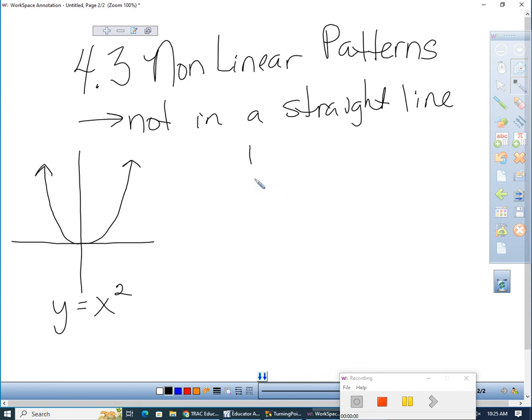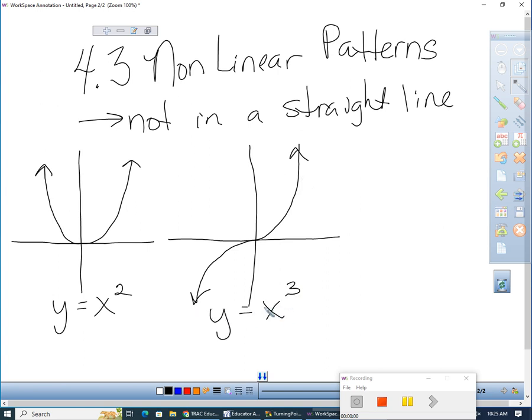The second type of nonlinear graph you might see is what I call an S-curve, gentlemen. It's what I call an S-curve only because it reminds me of being out on the roads and the S-curve on the roads. The graph looks like this. It curves to the side. This is y equals x to the third power.